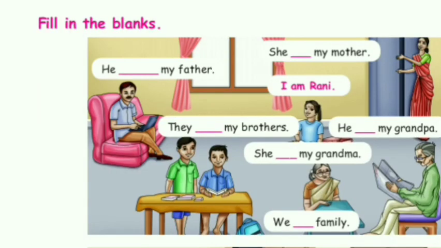Now turn to page number 110. First picture, he does my father. He is my father. And she does my mother. She is my mother. And I am Ronnie. The answer is also given. They does my brothers. They are my brothers. He does my grandpa. He is my grandpa. She does my grandma. She is my grandma. We does family. We are family.